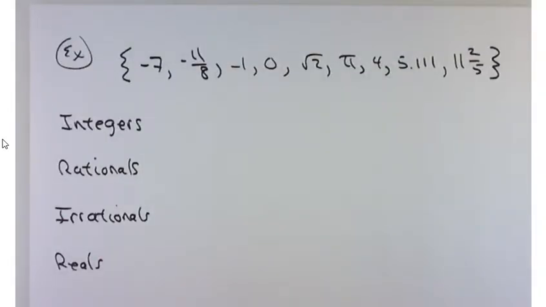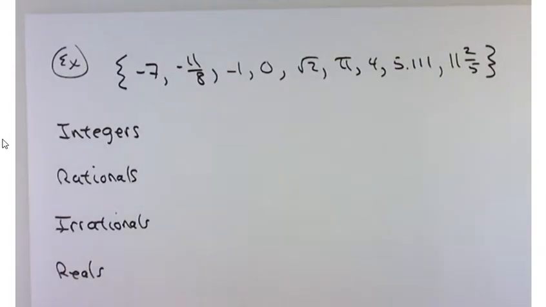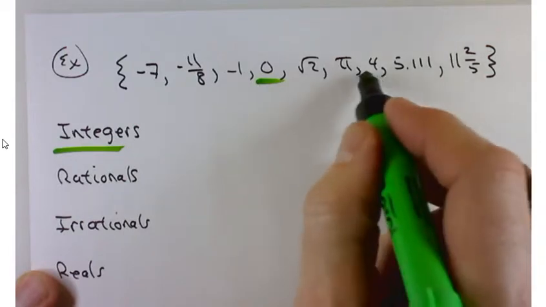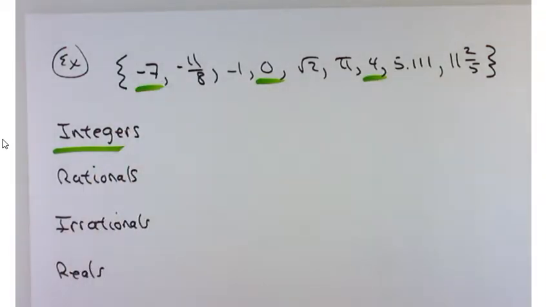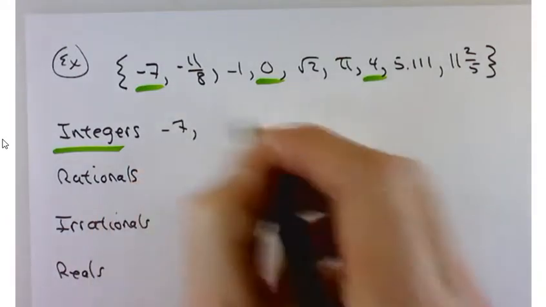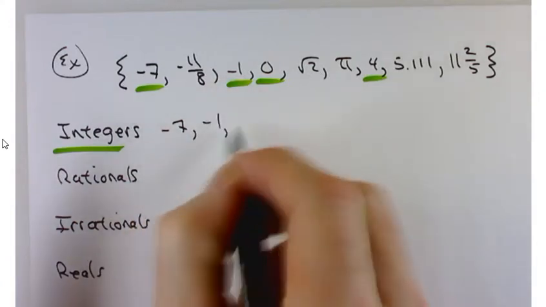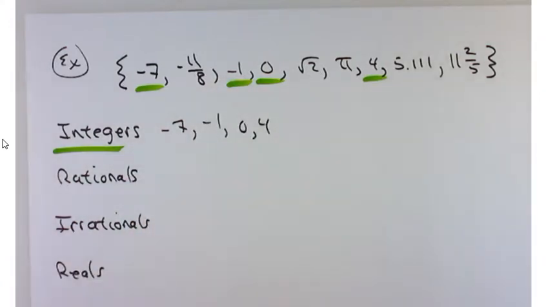Okay, so what are the integers here? Good. So the integers would be -7, 0, and 4. Oh yeah, -1 too. Thank you. Missed one. All right, good.